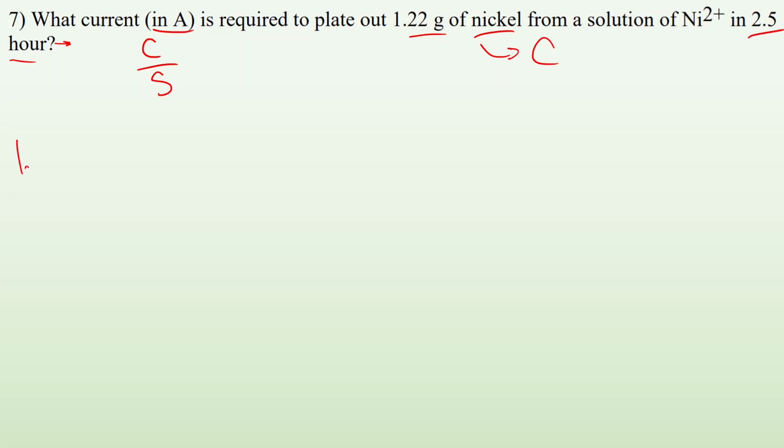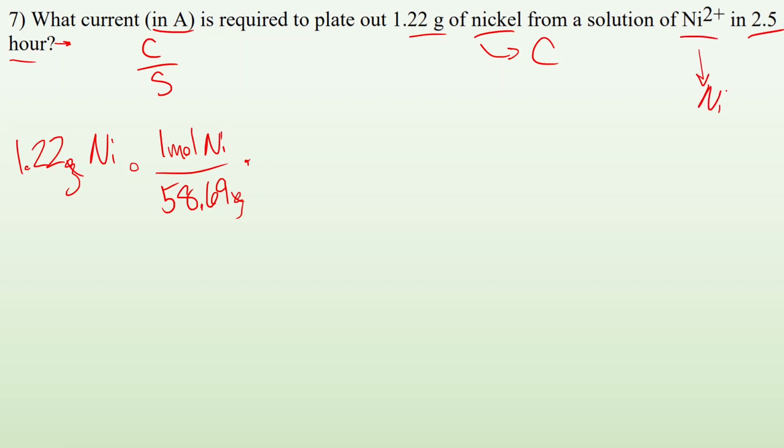So let's start with the 1.22 grams of nickel. Well, what is my conversion factor going to be for the first step? Well, I know that 1 mole of nickel is, let me look up its GFM, 58.69 grams. So now my grams cancels out. I have moles of nickel. Well, I know if I got nickel plus 2, in order to become nickel metal, I need 2 electrons. So for every 1 mole of nickel, I need 2 moles of electrons. My moles of nickel cancel out.